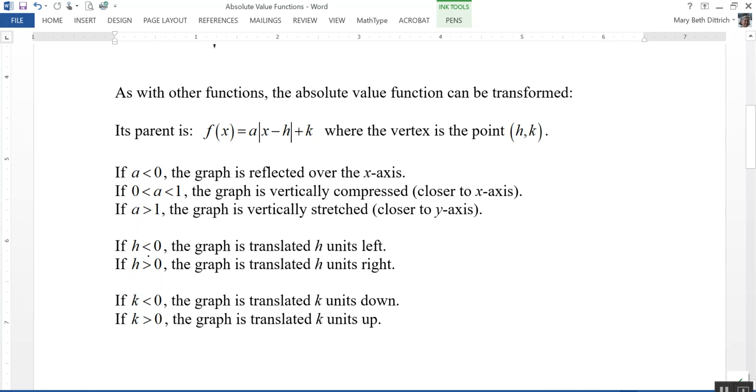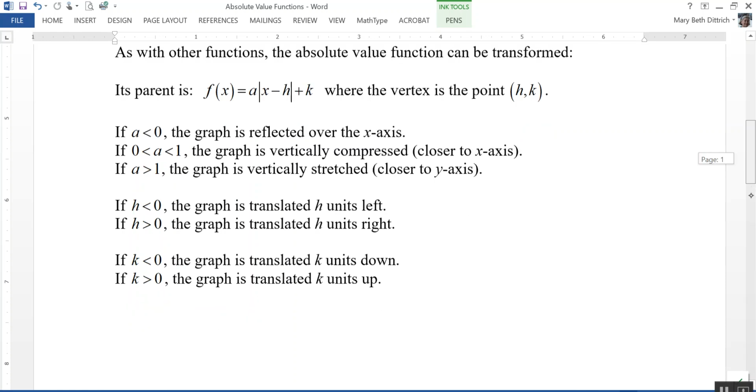If h is less than 0, if h is a negative number, then the graph is translated h units to the left. If h is positive, then it's going to be translated h units to the right. If k is negative, the graph is going to be translated k units down. And if k is positive, the graph is going to be translated k units up. So these letters, a, h, and k, describe how the basic parent function of the absolute value function is going to be translated. So let's take a look at an example here.